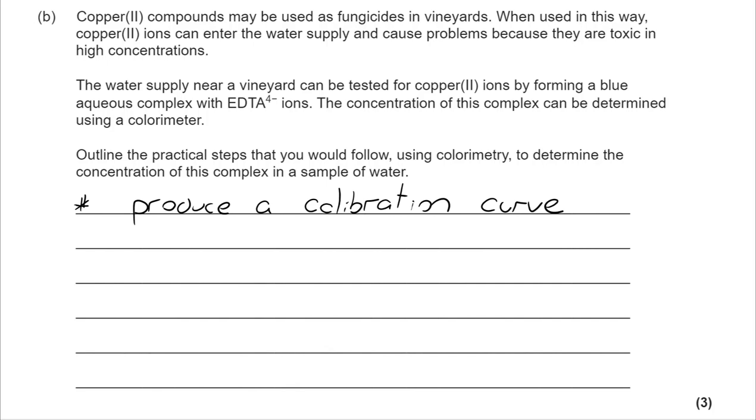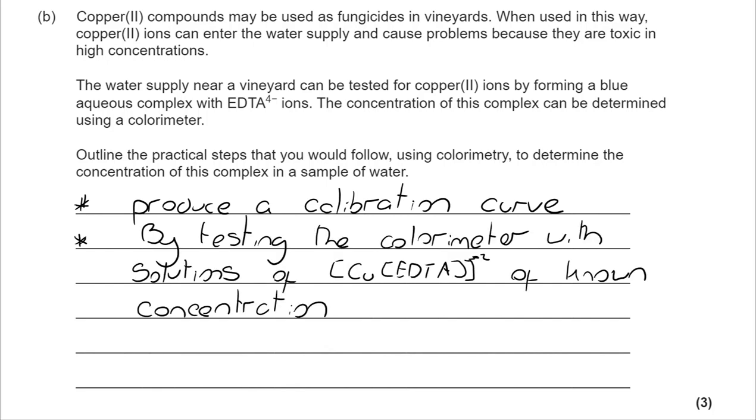So, first of all, we're going to produce a calibration curve. To do that, we're going to test the colorimeter with solutions of the copper EDTA complex of known concentrations. So, as an example, you might do 0.1 molar, 0.2 molar, 0.3 molar, etc., and go up incrementally. Add excess EDTA 4- to the sample. When you have got your calibration curve, what you can then do is take an unknown sample and you can actually plot on the graph to find out what the concentration of it would be.